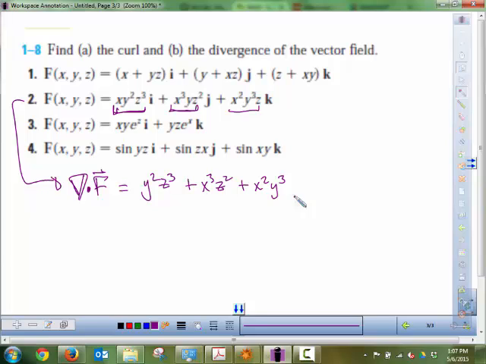That's it. And it's a scalar function, right? There's no i's, j's, k's here. We can look at this as just a function of x, y, and z. So it just describes a scalar value.